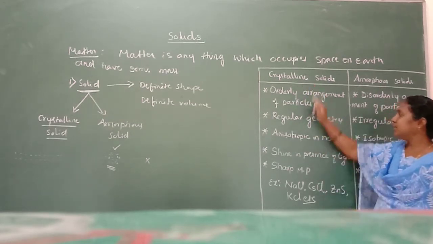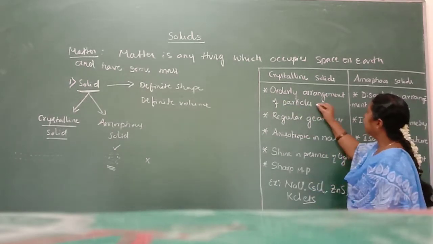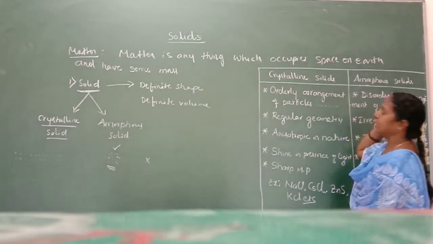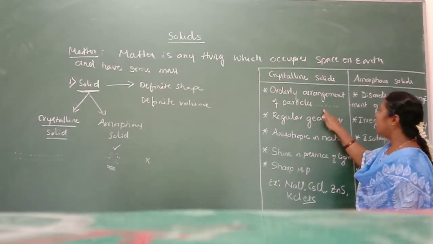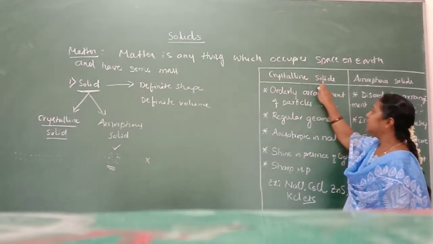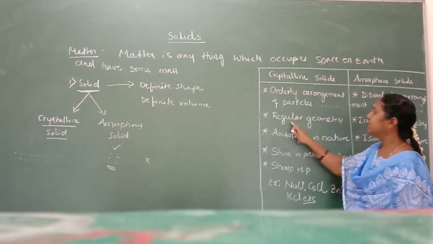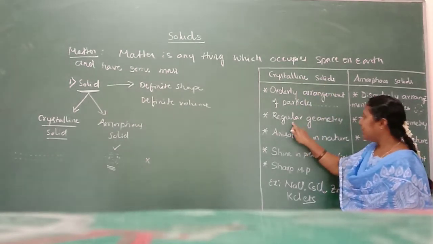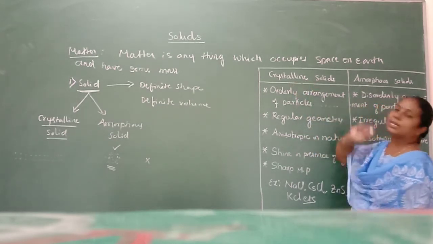In case of crystalline solids, the particles are arranged in an orderly manner. In case of amorphous solids, the particles are arranged in a disorderly manner. Due to the orderly arrangement of particles, crystalline solids have a regular geometry, a regular shape. So the regular geometry is due to the orderly arrangement of particles in crystalline solids.